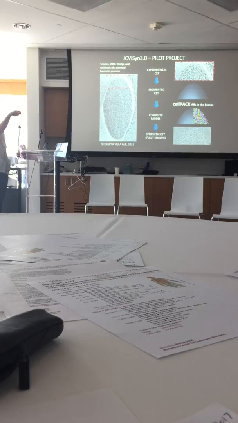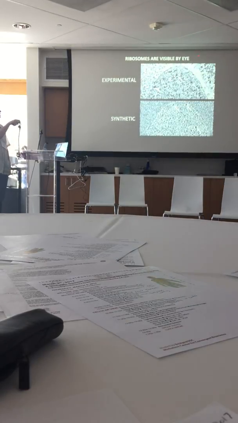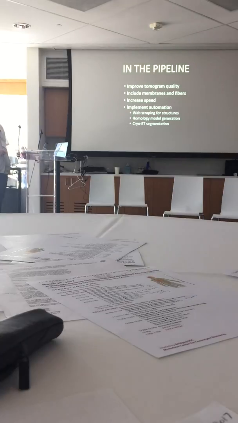We have done the experimental image, segmented it, which is basically just putting a membrane on it at this point, filled it in with CellPack, and then made a synthetic CET off of that. And as you can see, there are some similarities, at least, between the two. You can spot the ribosomes that would be identified by hand in the experimental and also that are there in the synthetic. So the things we need to do are improve the quality, improve the speed, integrate more fibers, DNA.